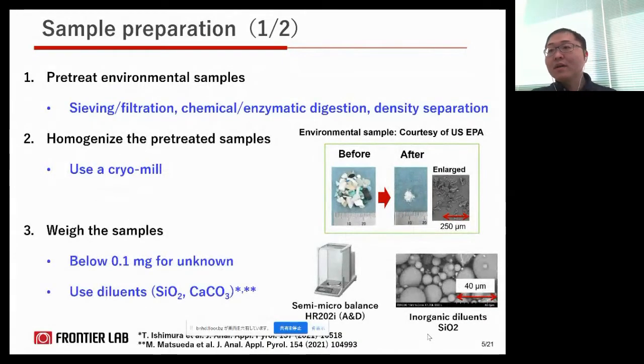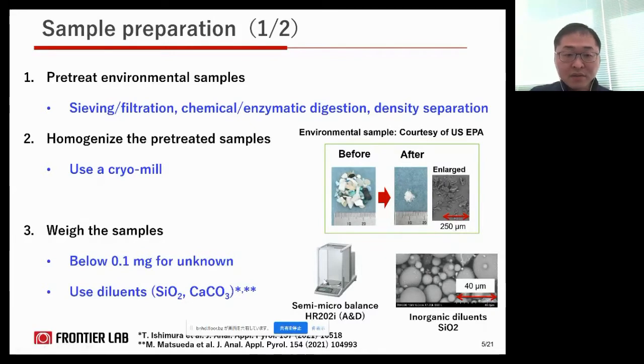All right, so let's see. About the sample preparation. Okay, let's go back to sample prep. So you have to do the sample preparation. So pre-treatment of your environmental sample. Then next, homogenize the sample, and then use a cryo. And then you measure the weight of your sample.